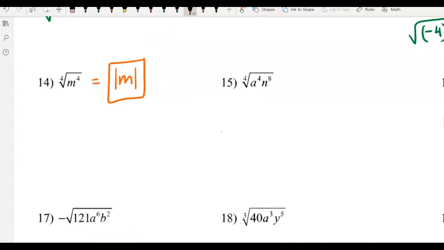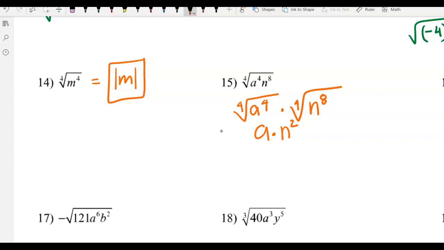Example 15, index, what is it? 4, even index, right? So we need to start thinking cautiously. 4th root of a to the 4th. What's the final answer? a, times, we will do all of that in a little bit. 4th root of n to the 8th is n squared.